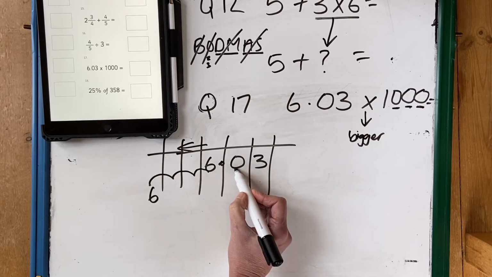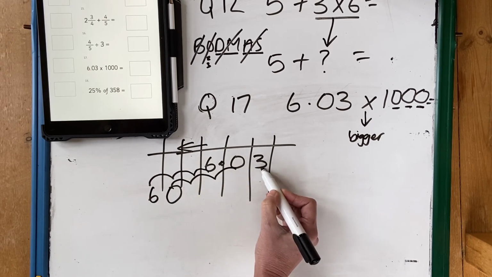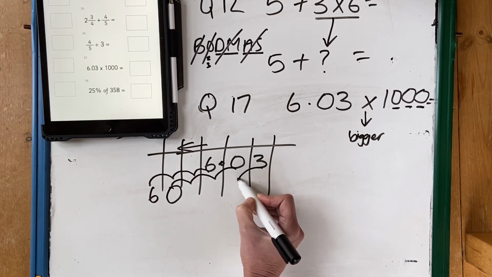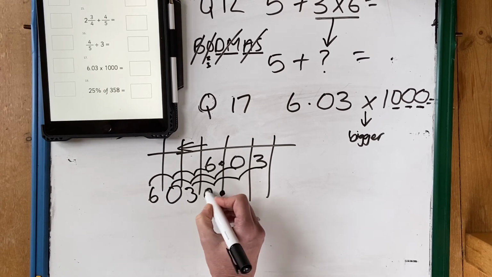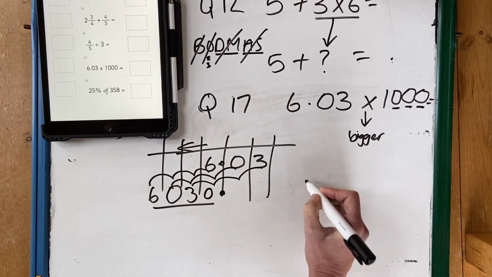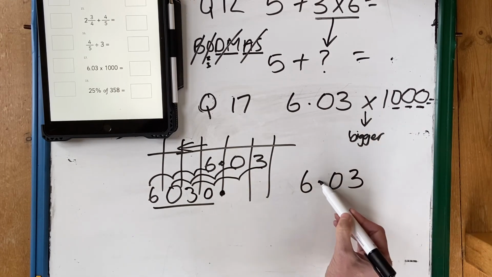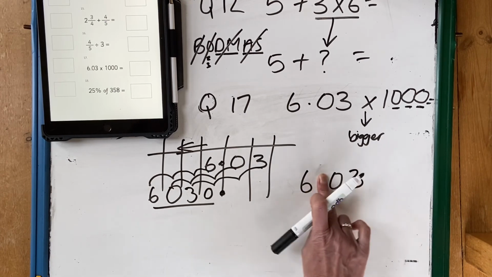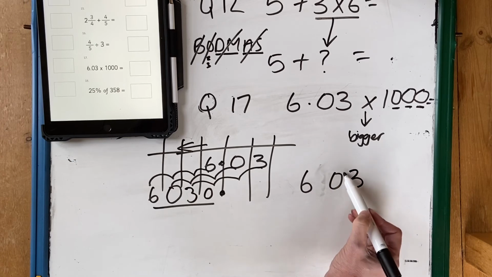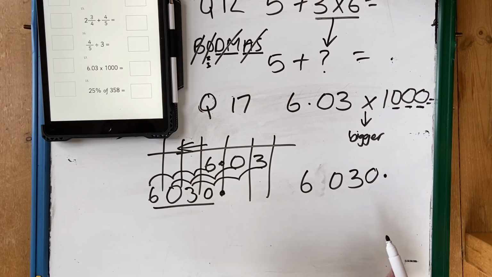Pick up the 0, move it 3 places. 1, 2, 3. Put your 0 there. Pick up the 3, move it 3 places. 1, 2, 3. Because the decimal point is here, you need your placeholder there. So there's your answer. Some of you would prefer to move the decimal point 3 places. So remember, the number gets bigger, so the decimal point is moved this way 3 places. So I'm going to rub that out and move the decimal point 3 places. 1, 2, 3. And then the placeholder appears there.